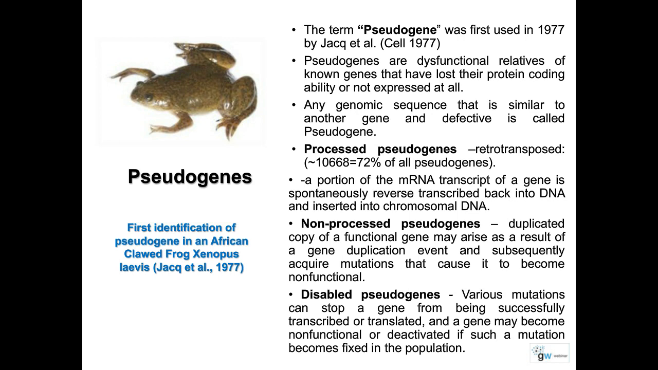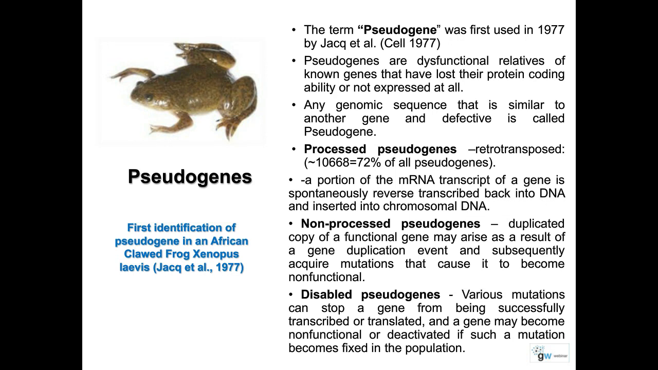Basically, the pseudogenes are dysfunctional relatives of known genes that have lost their protein coding ability or are not expressed at all. Essentially, pseudogenes are nothing but sequences derived from an already functioning gene. The sequence similarity will be quite identical, but with a few mutations, which I will describe in more detail in the subsequent slides. So any genomic sequence that is similar to another gene and defective, meaning that it is not functional or not expressed, is called a pseudogene.